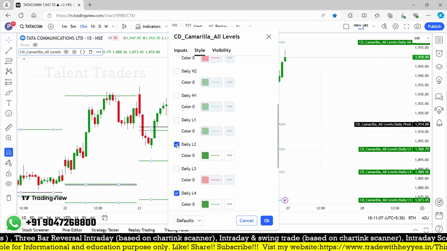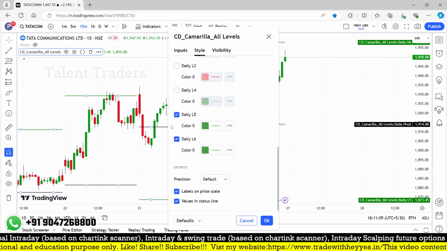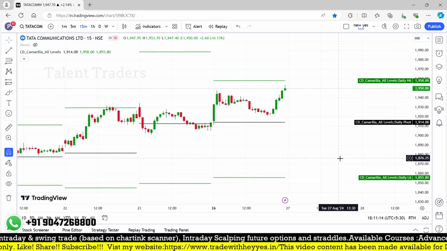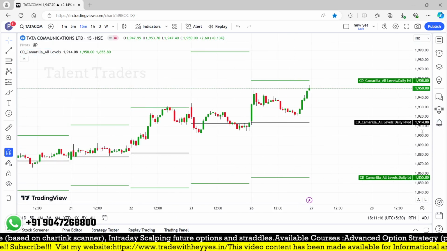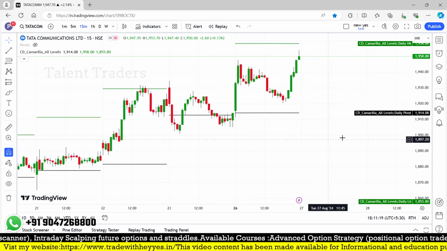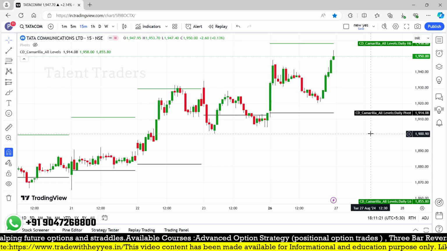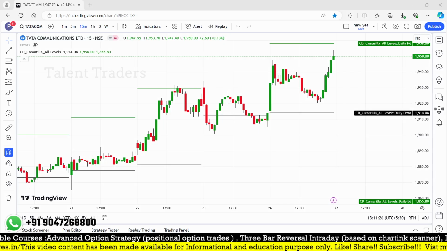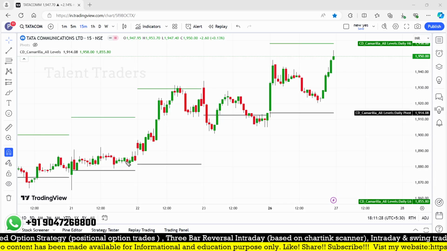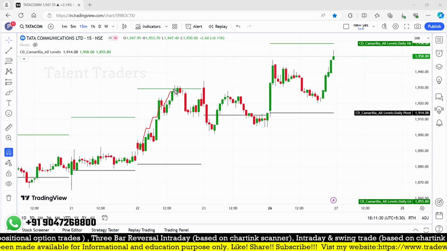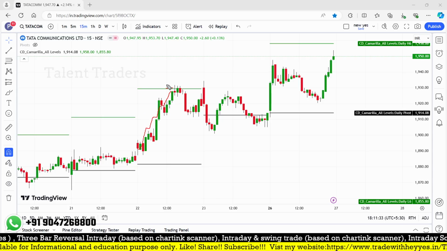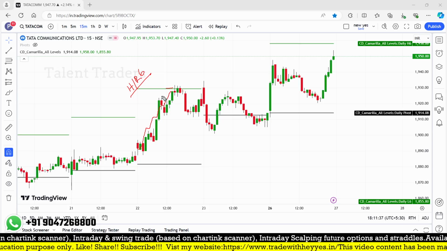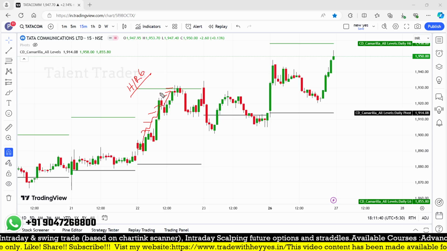So L3, L2, daily L4, L5, L6. This is the maximum level where we can look for a trend reversal. The main concept is how I'm focusing on a trend reversal at the top level: the stock must keep on rising, and the previous candles should not be greater than the R6 or H6 values. You can see that the high of this particular candle is less than the R6 value.